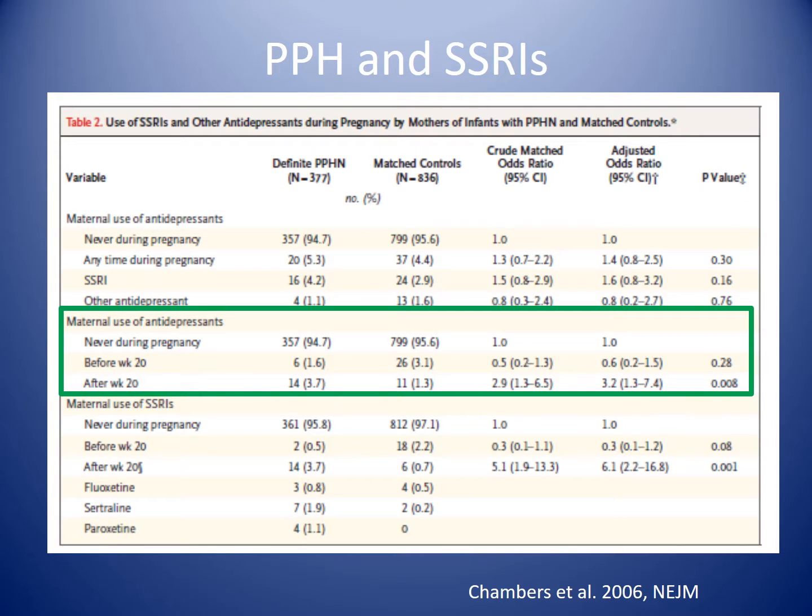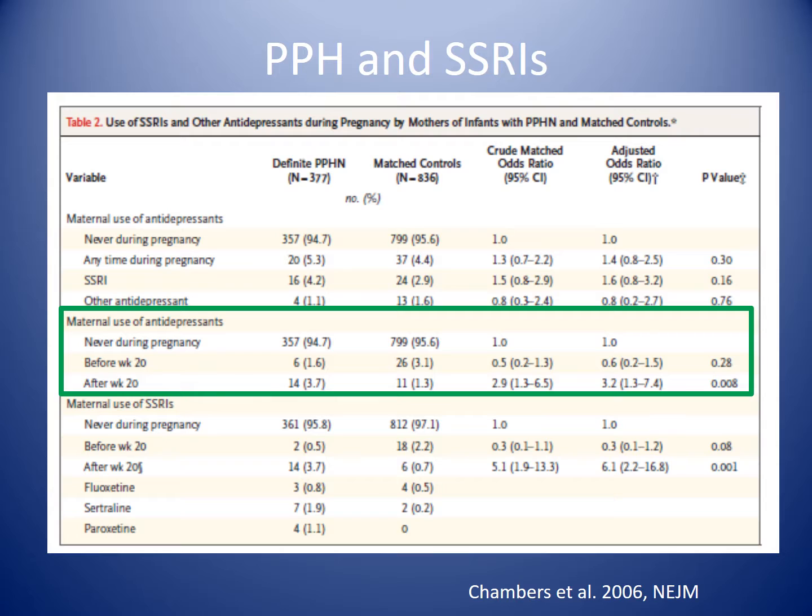But then they looked at this a little bit differently with the timeline. They thought, well, maybe the timing of taking the antidepressants matters. So again, the reference is women who never took any. Those who took antidepressants before 20 weeks of pregnancy, so in the first half of the pregnancy, they actually had a lower odds ratio, so they had a reduced risk of PPHN in their baby. But if you look at the p-value, that's not significantly different.